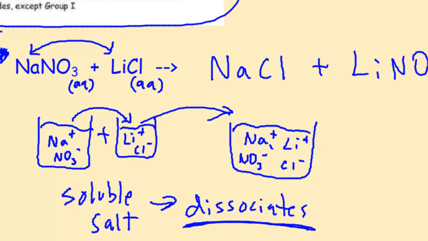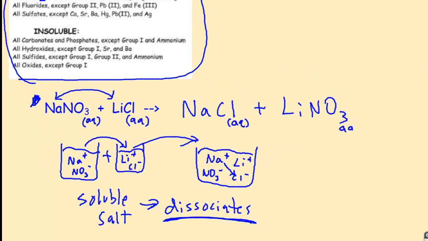What we're trying to find out is, what about if sodium comes near the chlorine? Sodium and lithium are both positives. Nitrate and chloride ions are both negatives. They're not going to bond. So what about Na and Cl? According to the rules, all chlorides are soluble, so that would be aqueous as well, meaning it's not going to come together. And then lithium nitrate, again, we would predict that as aqueous. All nitrates are soluble, so when lithium and nitrate come together, they do nothing.